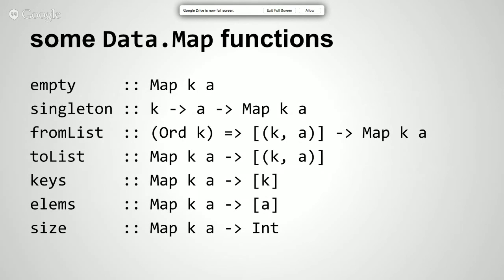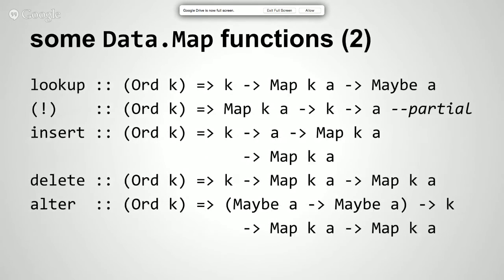And here are some of the functions. You've got empty. That's an empty map. No Ord constraint, because it doesn't need it, it's just an empty map. Singleton, similar to the singleton set, takes your key and your value. Your value type is called A. fromList builds up a map from an association list, and that does have the Ord constraint. Your keys have to be orderable. toList doesn't need the Ord constraint, and keys and elems are just to get your list of keys or your list of values, and then there's size. And there's more. There's a lot more.